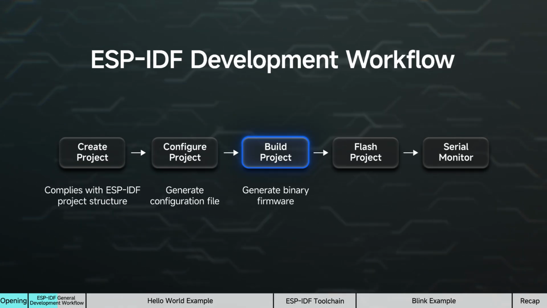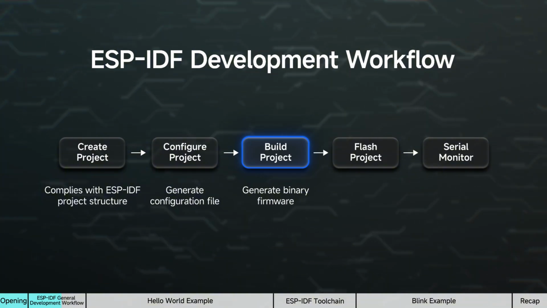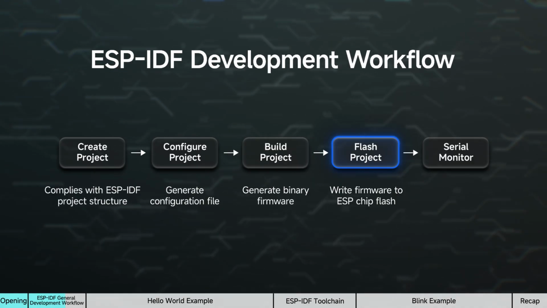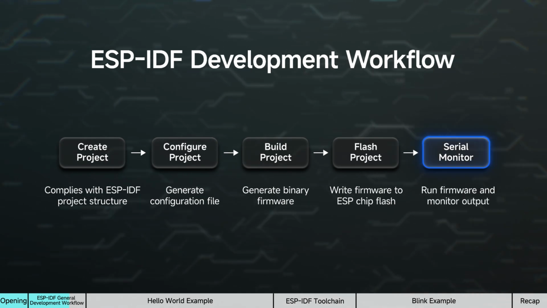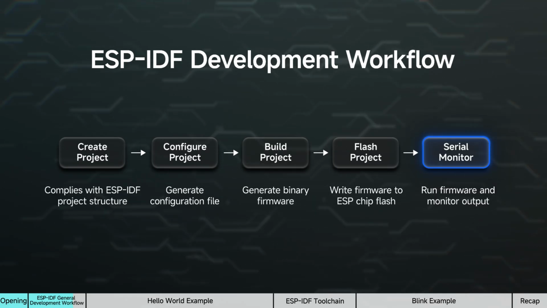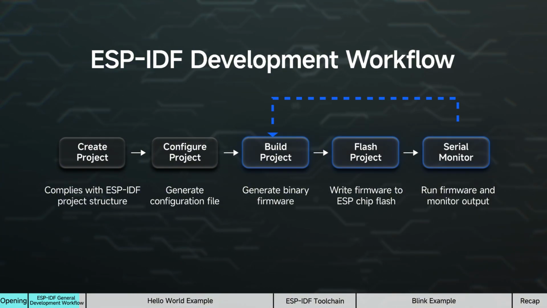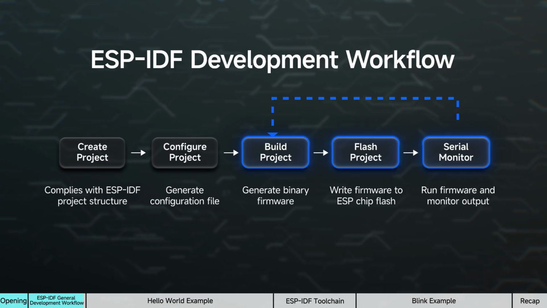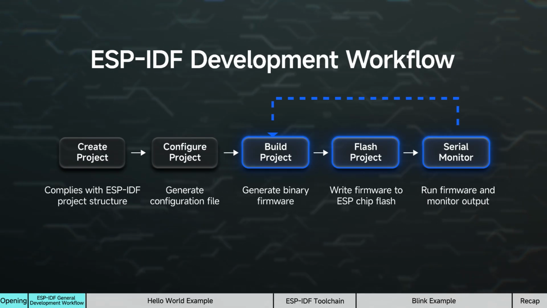Build project. Compile and link the project source code and its dependent components together to generate a binary firmware file that can be flashed. Flash project. Write the firmware generated in the previous step into the ESP32 chip's flash memory. Serial monitor. After flashing is complete, the chip automatically restarts and runs the written firmware. You can use a serial monitor to view the log output from the chip in real time and verify that the program behaves as expected. In practice, the steps you'll run most frequently are build, flash, and monitor. You'll complete the entire project by continuously modifying the code and verifying functionality.